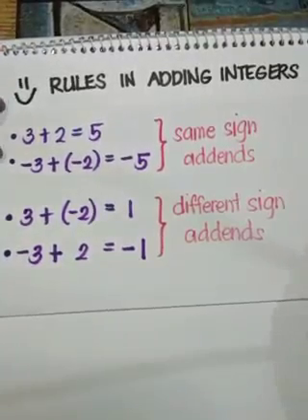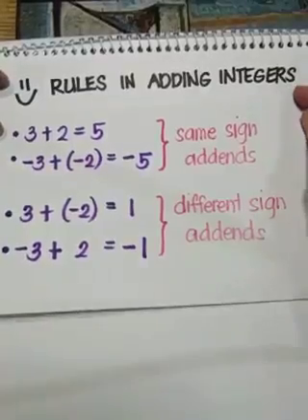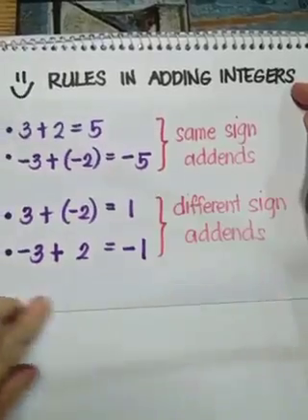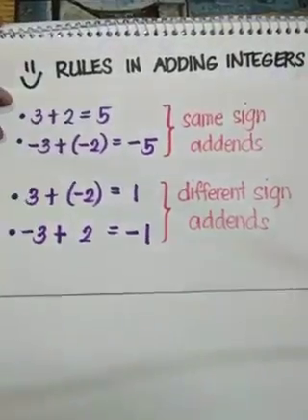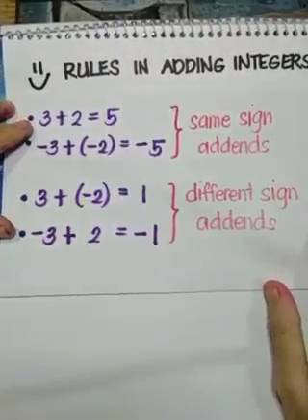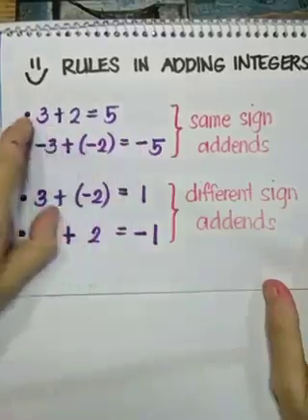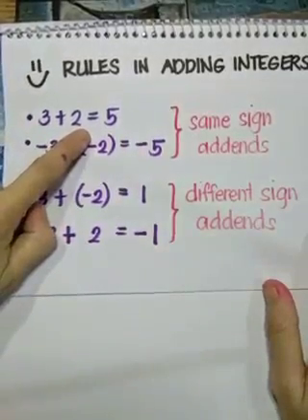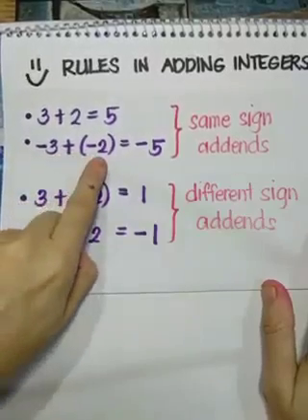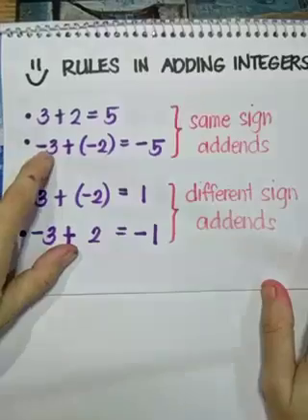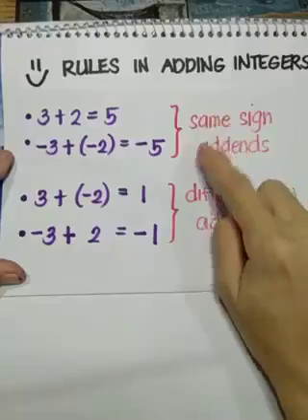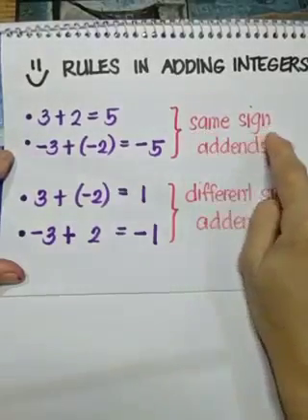Okay, I have here some examples to illustrate the rules in adding integers. Now, let's try to figure out the rules in adding integers having the same sign and integers with different signs. We have here two cases. In this example, we have 3 plus 2 equals 5. So 3 and 2 are both positive integers. And another example, we have negative 3 plus negative 2 equals negative 5. So negative 3 and negative 2 are also the same. They have the same sign.